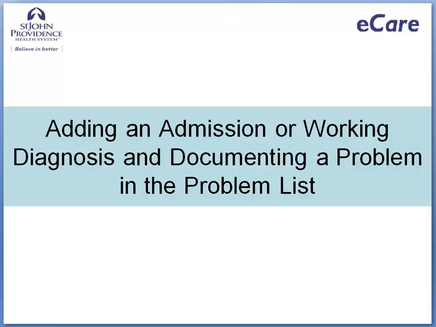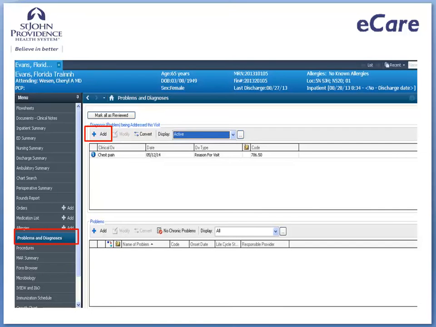Adding an admission or working diagnosis and documenting a problem in the problem list. Now that you have reviewed all of the orders and added an admission power plan, you need to add an admission or working diagnosis. You will need to document a problem on the problem list or indicate that the patient has no chronic problems. You note that this patient has chest pain as their reason for visit.